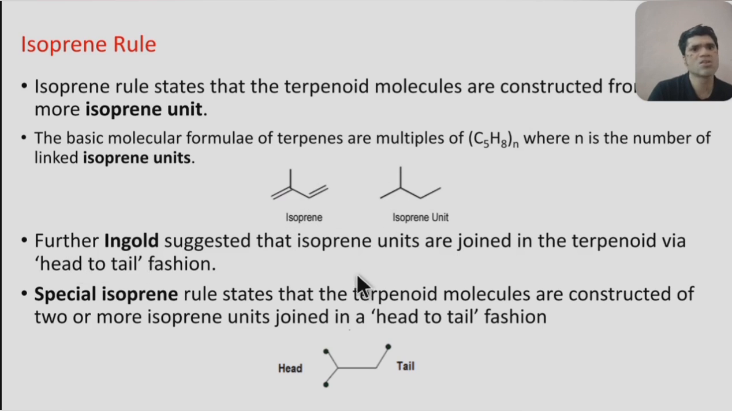Further, Ingold suggests that isoprene units are joined in terpenoids in a head to tail fashion. If we see the isoprene unit, this part is the head and this part is the tail. The special isoprene rule states that terpenoid molecules are constructed of two or more isoprene units joined in head to tail fashion. So both Ingold and the isoprene rule tell that isoprene units are joined together in terpenoids in a head to tail fashion.